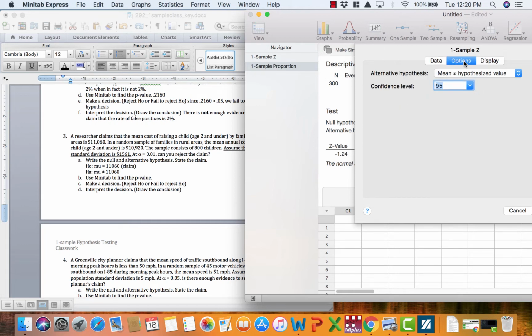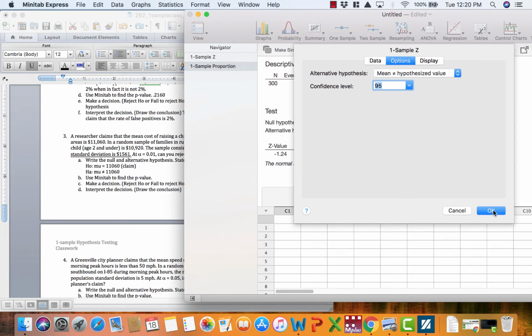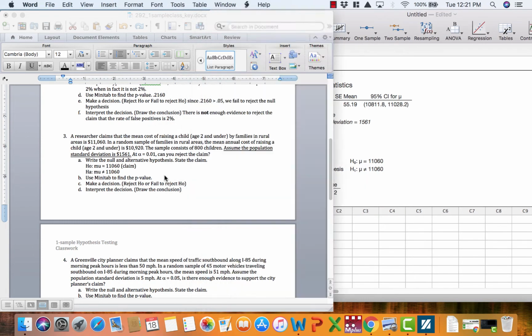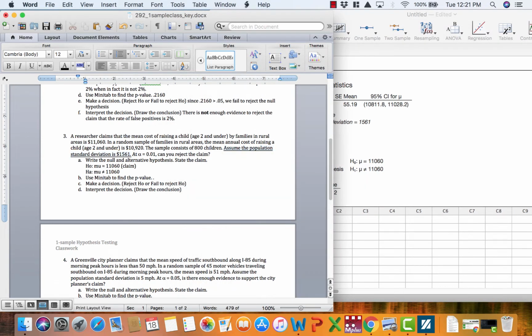We go under options, and our alternative stays as the default, as not equal to, as we see here in part A. We can ignore the confidence level, and we say okay. And again, we notice that our null and alternative here from Minitab matches exactly what we typed in part A, and we get our p-value of 0.0112. All right, so our p-value is 0.0112.